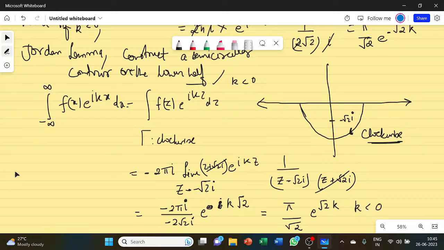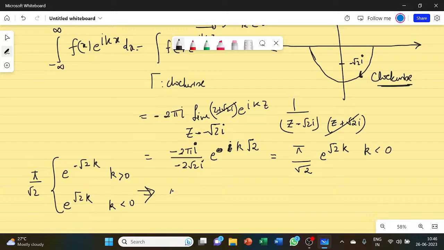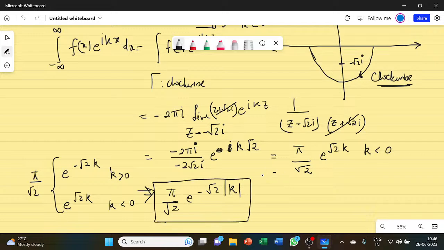So if I have to summarize both of the results, the integral is equal to pi upon root 2 e to the power minus root 2 k for all k greater than 0, and it is equal to pi upon root 2 e to the power root 2 k when k is less than 0. If I have to summarize the result, I will write pi upon root 2 e to the power minus root 2 modulus of k. So this is how you write the result. Therefore, the option that suggests this is option D, not C: pi upon root 2 e to the power minus root 2 modulus of k.